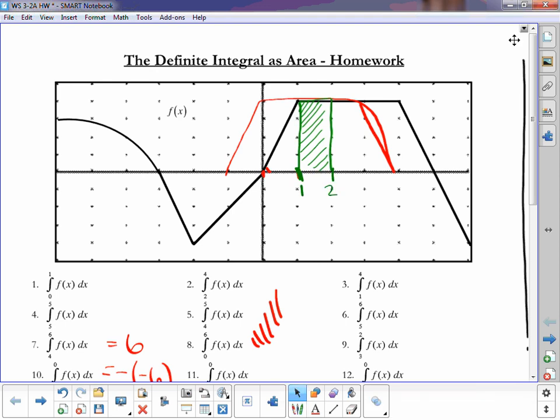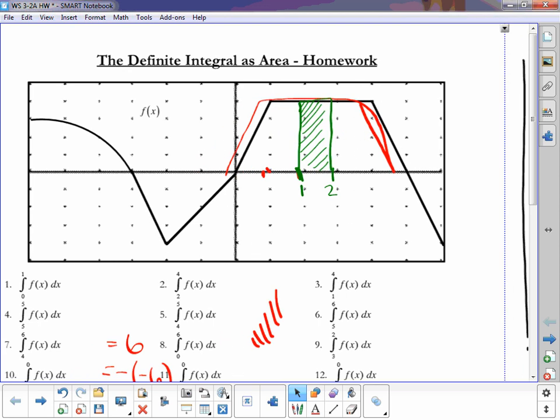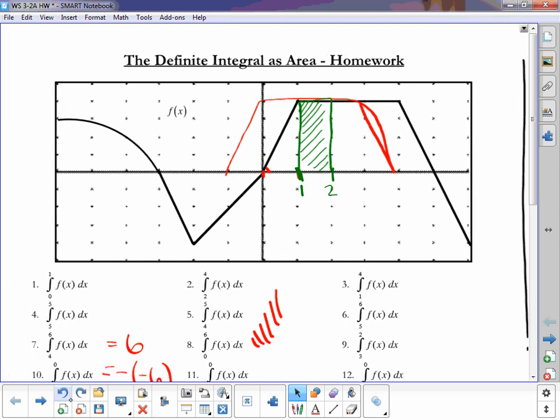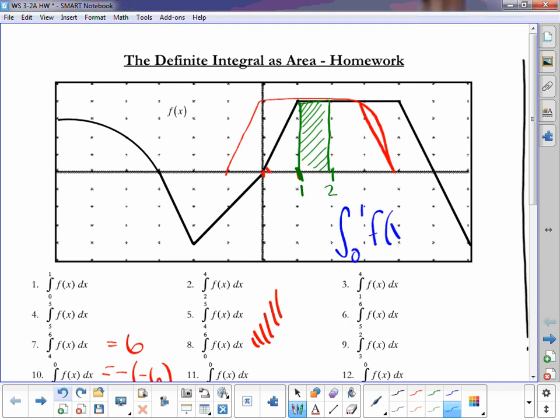For my transformation, that was here to the left, but that's the same piece as what was to the right on my original graph. So what we have then is we were going from 0 to 1, of f of x plus 1 dx.